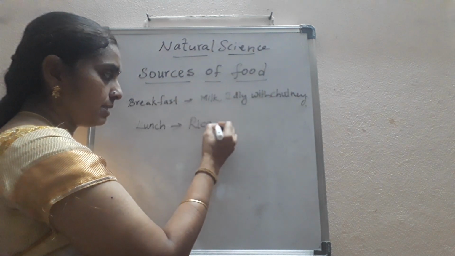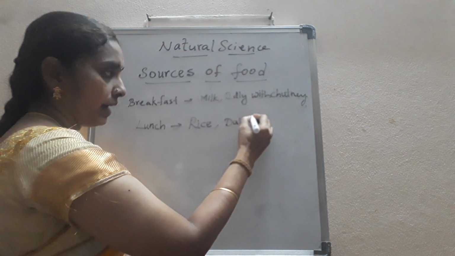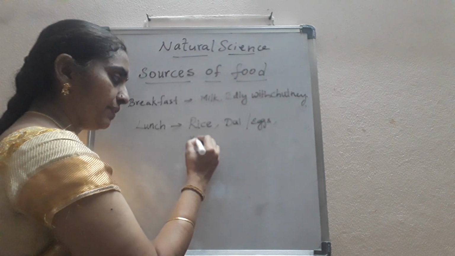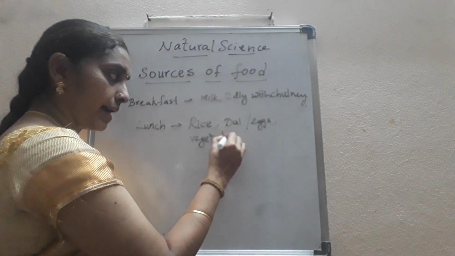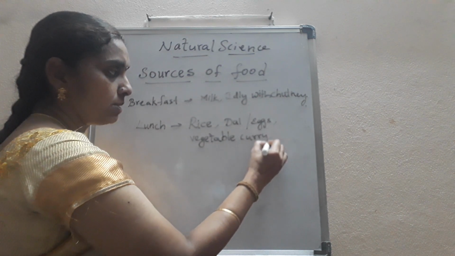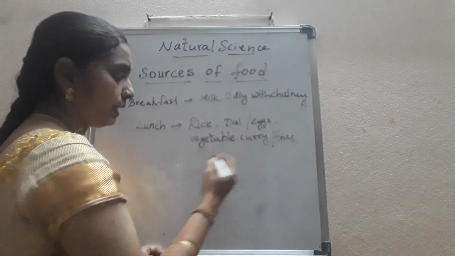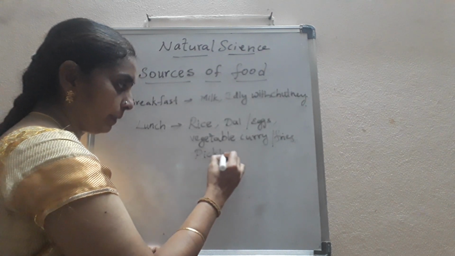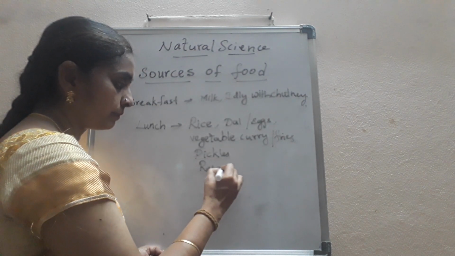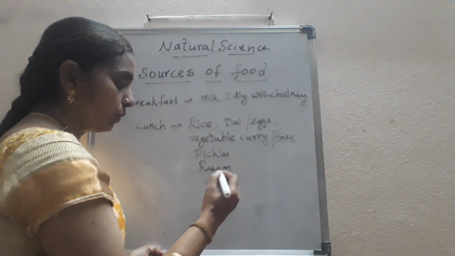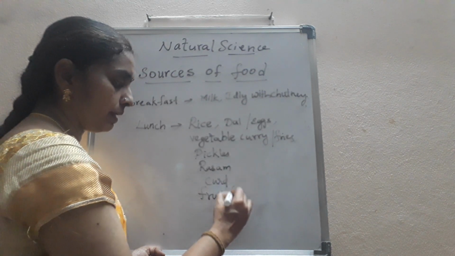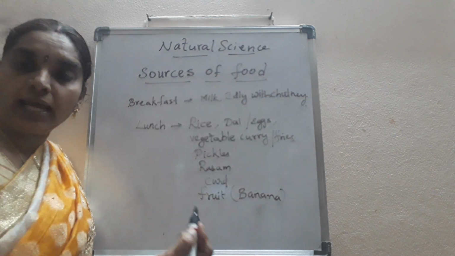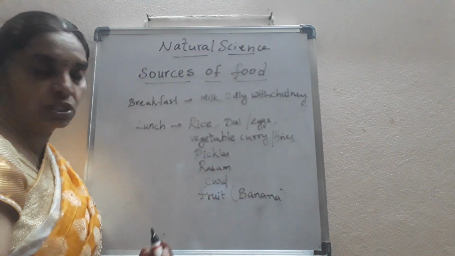That is rice, dal or eggs we include. Next, you add any vegetable curries or fries, and you'll be taking any pickles, rasam, curd with a fruit. For example, banana or apple, anything. So this is the food that you include in your lunch, isn't it?